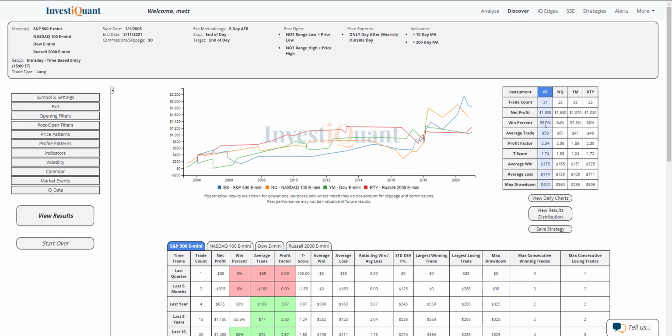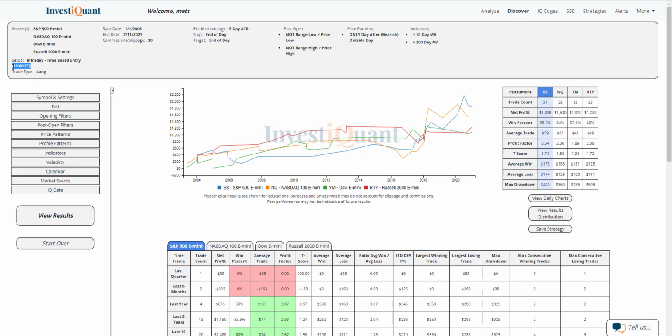If we look at the win rates on them, they are all a little north of 55, with a couple of them being a bit stronger. So the S&P coming in at 58%, the NASDAQ 64%, the Dow 58%, and the Russell, the strongest of the group, at 68%. And that win rate is telling you how many of those have closed above the entry price, which was 3 p.m. Eastern Time for this test.